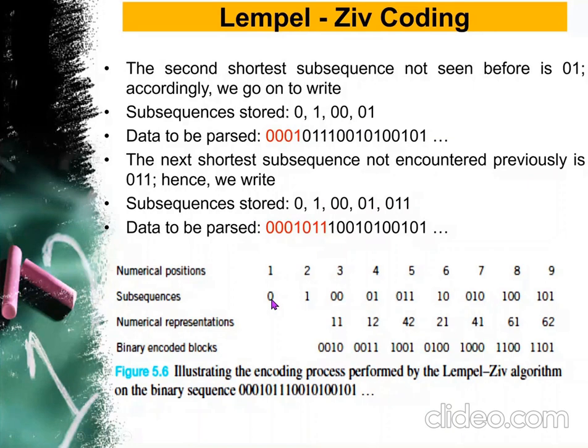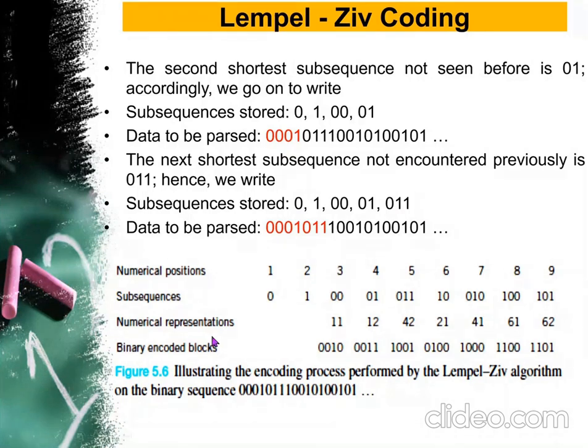So the first subsequence 0 will get a number 1. Second subsequence 1 will get number 2. Third subsequence 0, 0 will get number 3 and so on. So we have 9 numerical positions. Okay, is it clear?